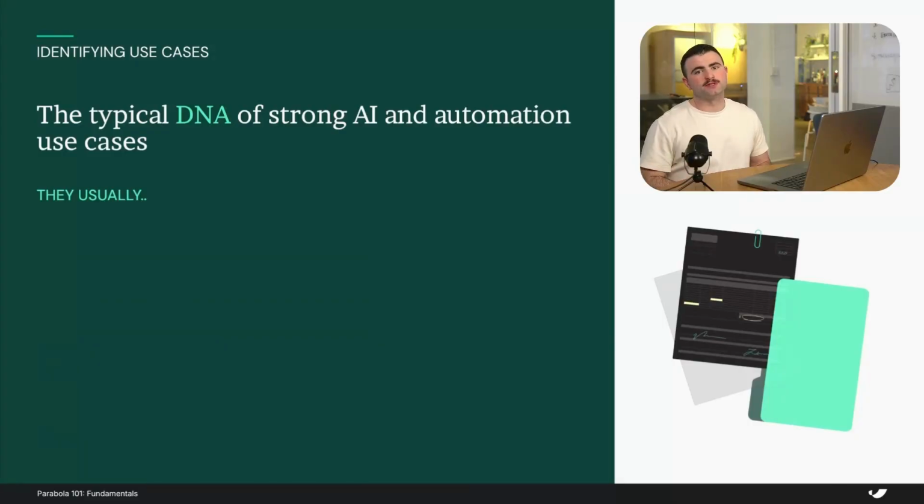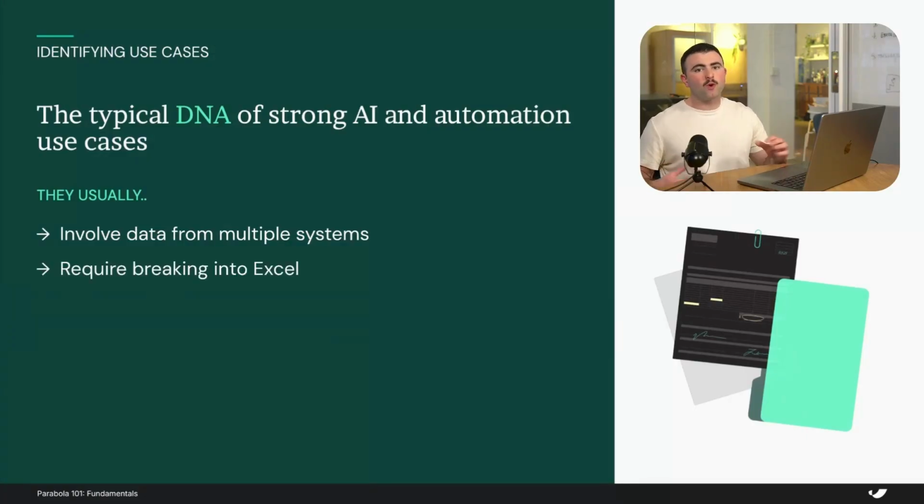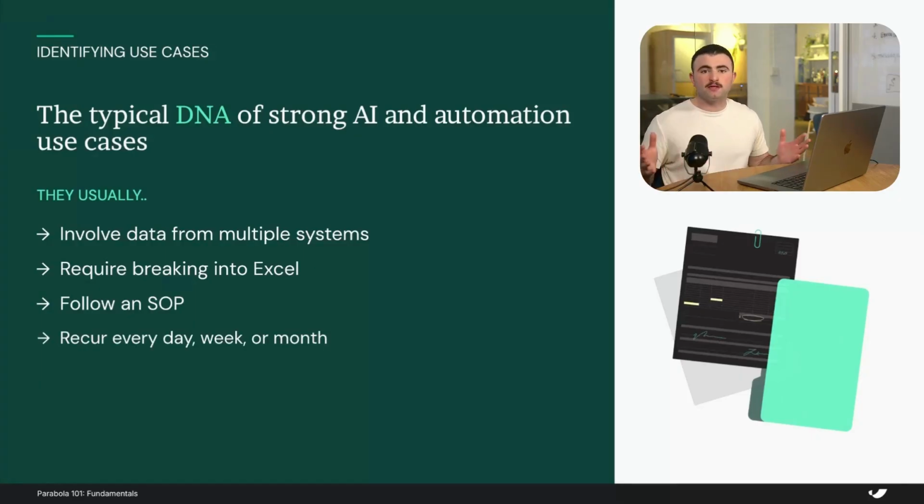The best Parabola use cases usually share very similar DNA. They require pulling data from more than one system and require you to break into spreadsheets to clean, combine, and reconcile that data. You usually need to follow some kind of process document or an SOP, and usually we're working on processes that repeat, whether that is once per week or maybe every time you receive an email. And finally, these processes usually impact something that truly matters, whether that is time, accuracy, cost, revenue, or just giving you better visibility into your data.